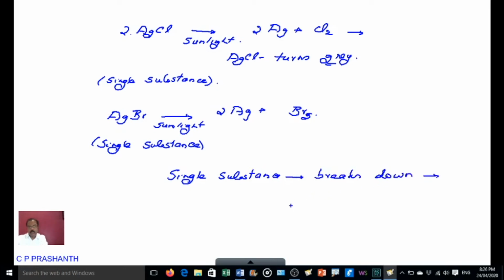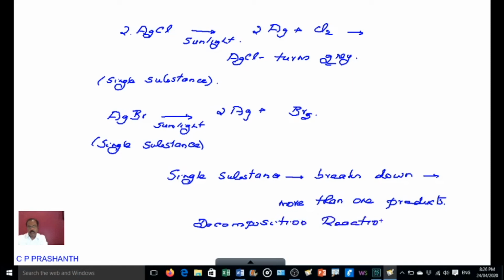And such reactions are called decomposition reactions. A single substance breaking down to produce more than one product. Such reactions are called decomposition reactions. So we have learned two types of reactions: combination reactions and decomposition reactions.